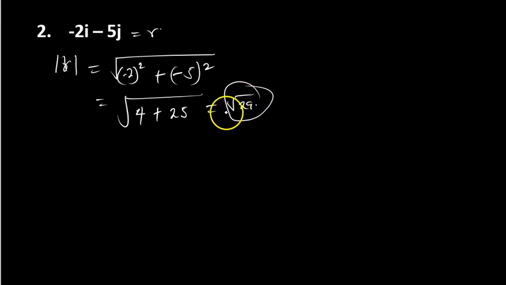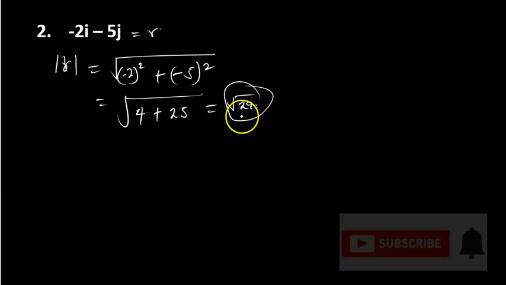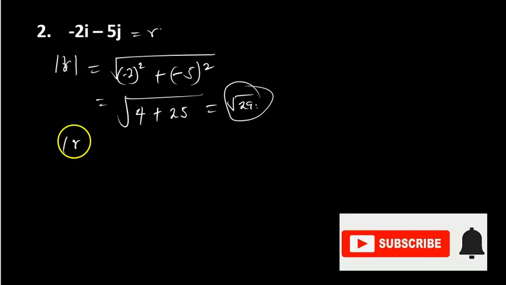Now the square root of 29, if you follow our lesson on surds, is an irrational number. Root of 29 is an irrational number, and because we cannot divide it any further, since 29 is a prime number, we'll leave the root of 29 as itself this way. So the modulus of r is equal to the square root of 29.